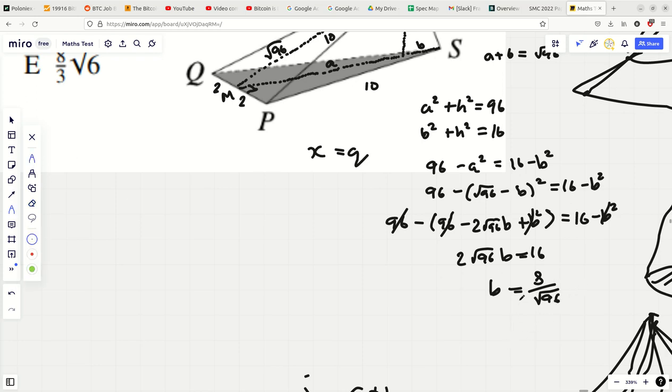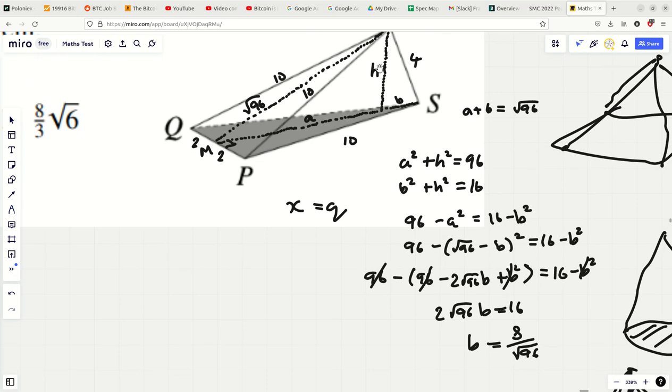Okay, so we've worked out what b is, yeah? And we can clearly work out what h is then, and that's what we really want to do here. Like that's the holy grail. So we know that h squared plus b squared, which will be 64 over 96, is going to be equal to 16. So we've got h squared is 16 minus 64 over 96. That surely cancels, doesn't it?